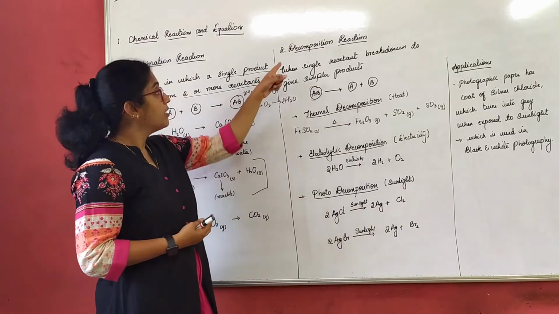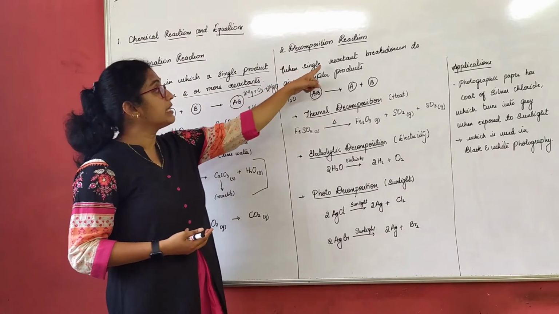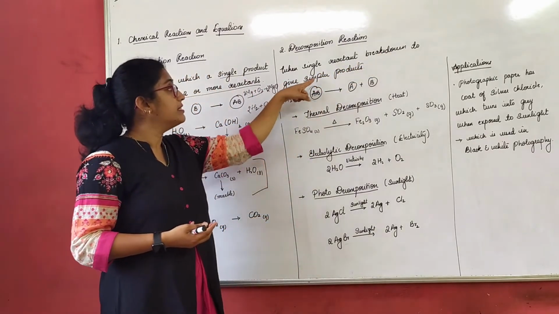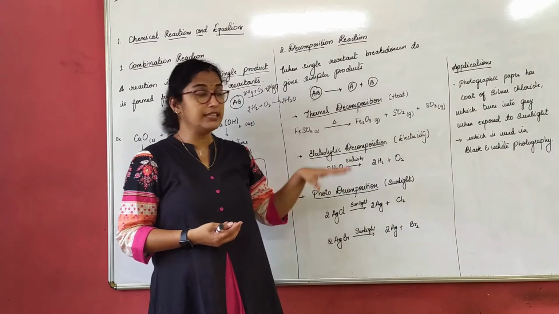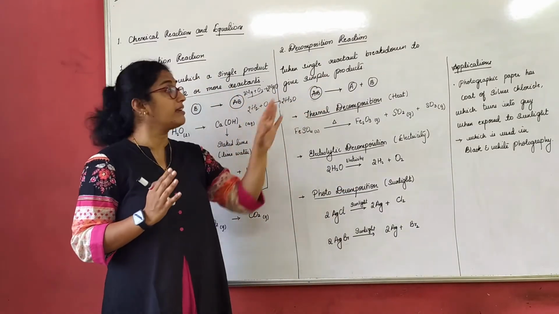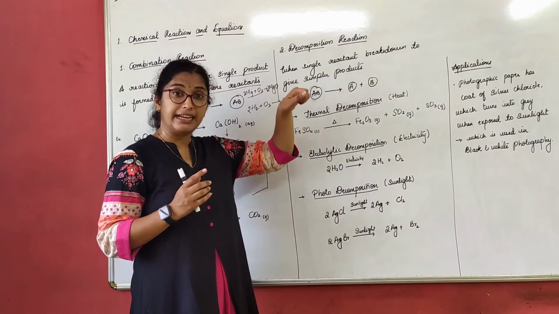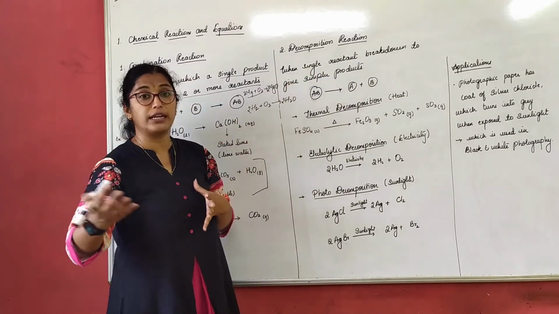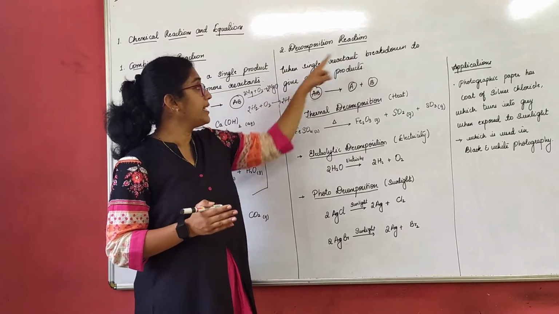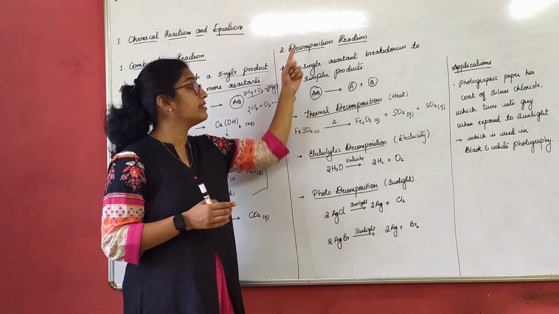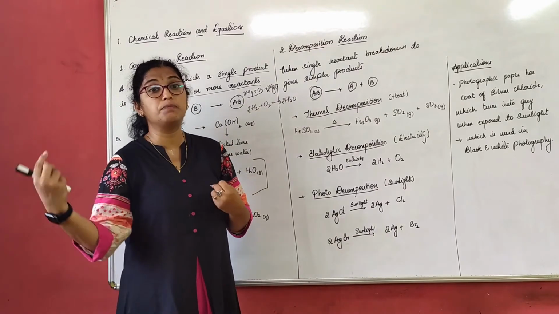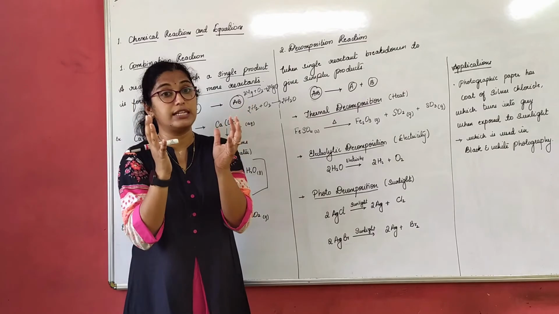Let us see. A reaction in which a single reactant breaks down to give simpler products. You can always jot it down in your own words, but see to it that the technical terms are present. Reactant, breaking down, product, all those terms should be used. A single reactant breaking down to give simpler products is called a decomposition reaction. That means you are decomposing it from a given whole.